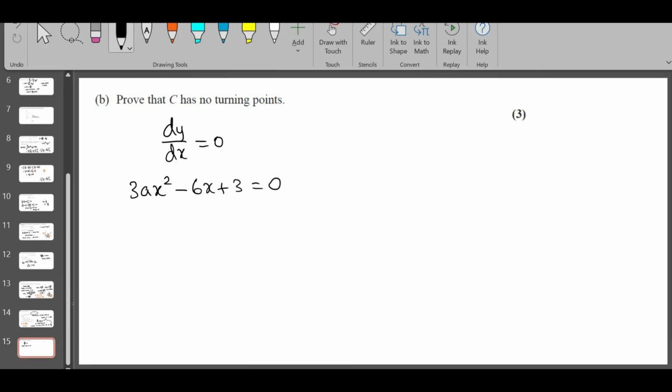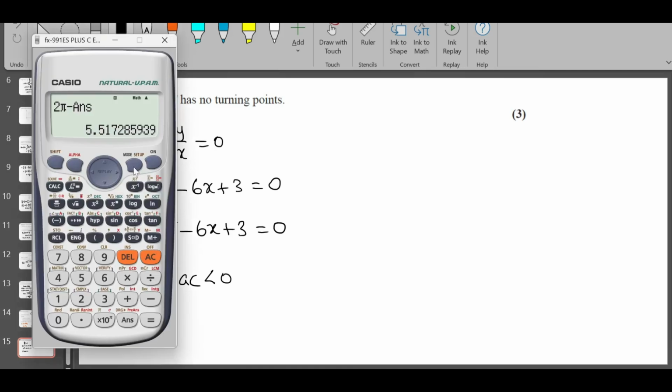We know the value of a is 4 over 3. When you sub in, 3 will be cancelled. 4x square minus 6x plus 3 is 0, which is a quadratic, right? In a quadratic, if b square minus 4ac is less than 0, there is no solution. Even if you put it in your calculator, right? 4, minus 6, 3. You get a number with i, but you cannot write that as a conclusion. You cannot write there is i in the solution, that's why no turning point.